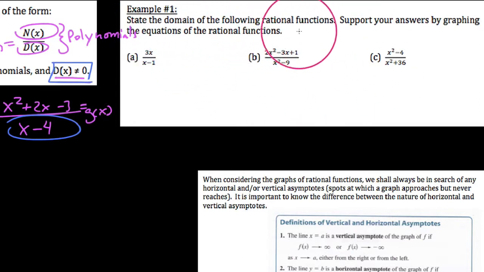So we're going to look at these three rational functions that I listed over here, and we're going to state the domain of these rational functions, but we're also going to support our answers by graphing the equations of these rational functions, which I've already graphed. So let's go ahead and take a look at this first rational function.